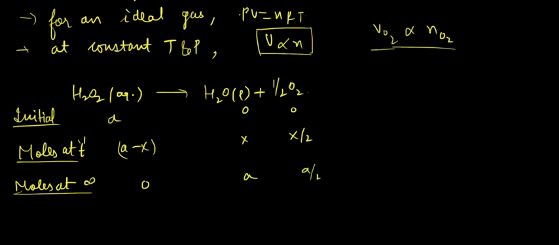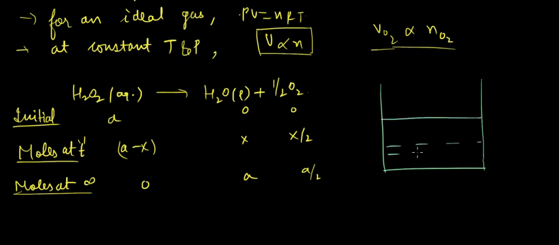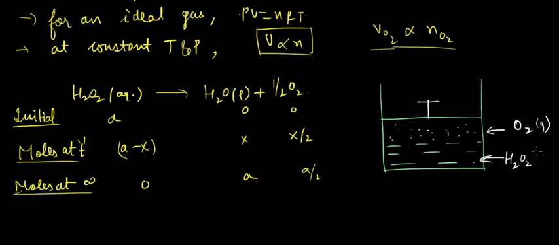So suppose this was the vessel which initially contained H2O2. As H2O2 gets decomposed, it releases oxygen. This is at constant temperature and pressure. So this is O2 gas and this is H2O2 aqueous.